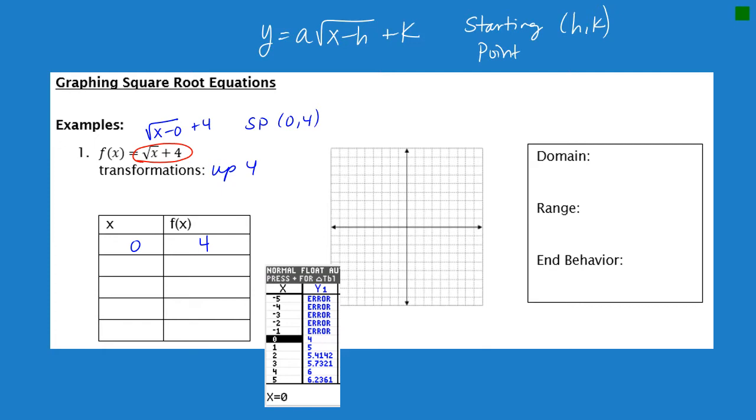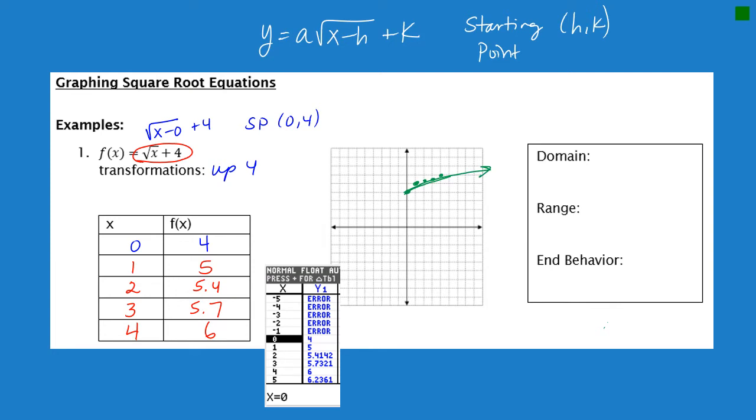So I'm going to fill in the rest of these points here. I have 0, 4, which I already knew, 1, 5, 2, 5.4, 3, 5.7, and then 4, 6. So now I'm going to plot these points. 0, 4 is here, 1, 5, 2, 5.4, 3, 5.7, and then 4, 6. So here are my points. That's what my graph looks like.